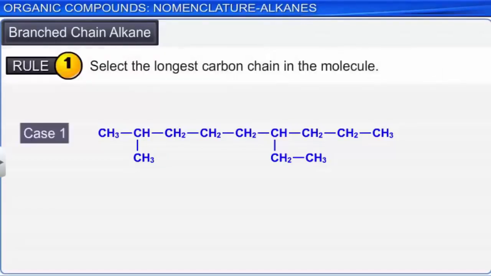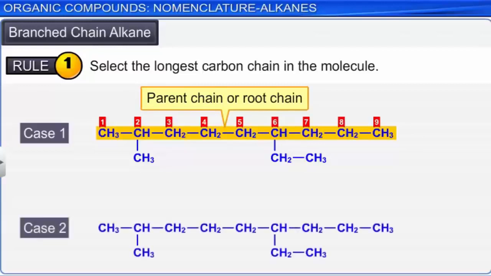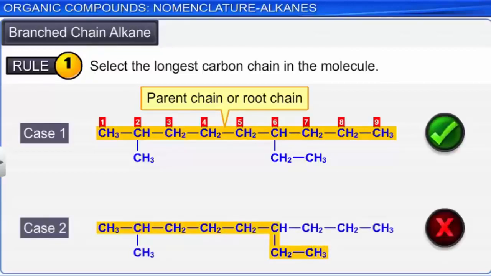Rule 1. Select the longest carbon chain in the molecule. In this compound, the longest chain consists of 9 carbon atoms. Hence, it is also called the parent chain or root chain. Selecting the longest chain as in the second case is not correct because that parent chain consists of only 8 carbon atoms.